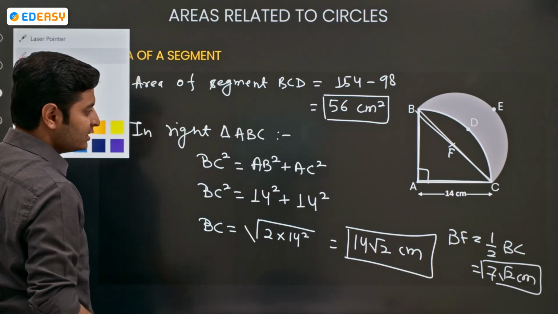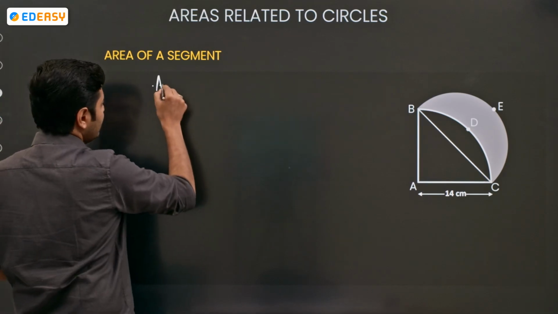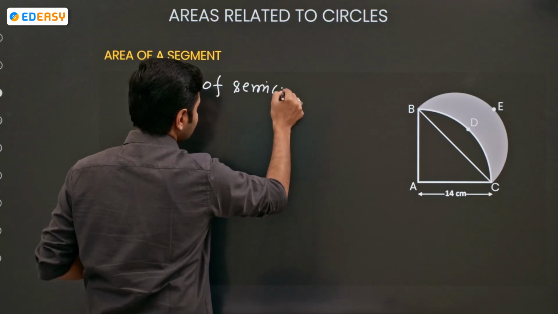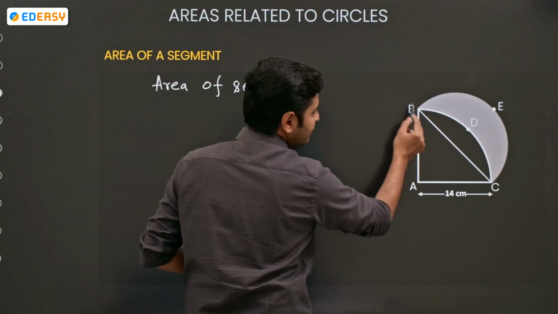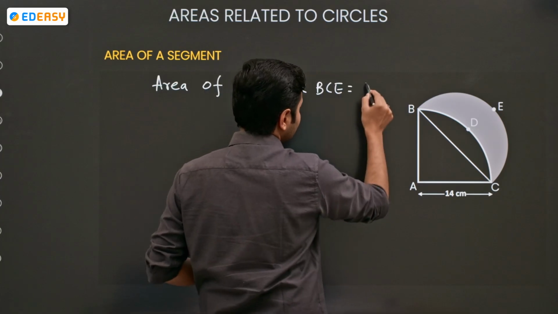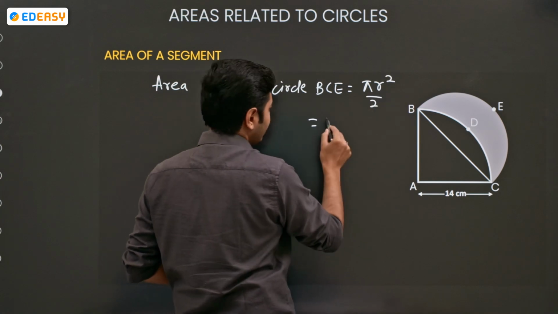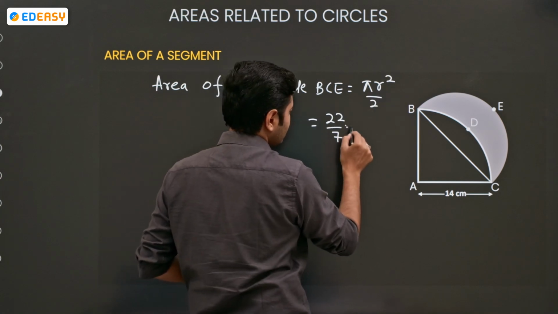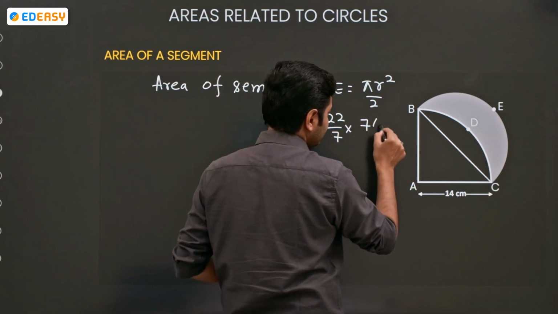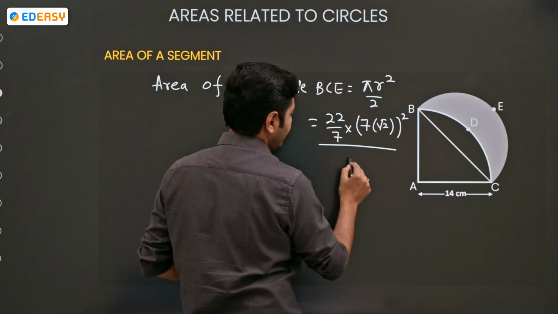Now let me erase everything. 7 root 2 is my radius. So the area of the semicircle, this BCE, is equal to pi r square by 2. Now pi is 22 by 7 into r square, that means 7 root 2 whole square by 2.